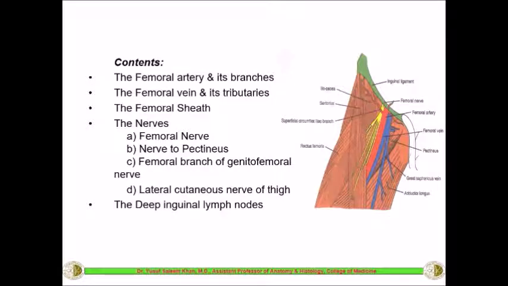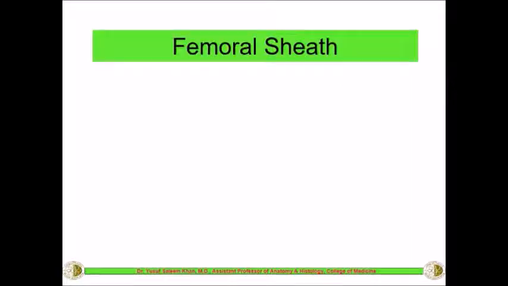The deep inguinal lymph nodes can also be traced. We have seen that in the superficial fascia we have the superficial group of inguinal lymph nodes. Now deep to the deep fascia, we can also trace the deep inguinal group of lymph nodes, which are clinically again very important. These lymph nodes will be draining the lower limb.